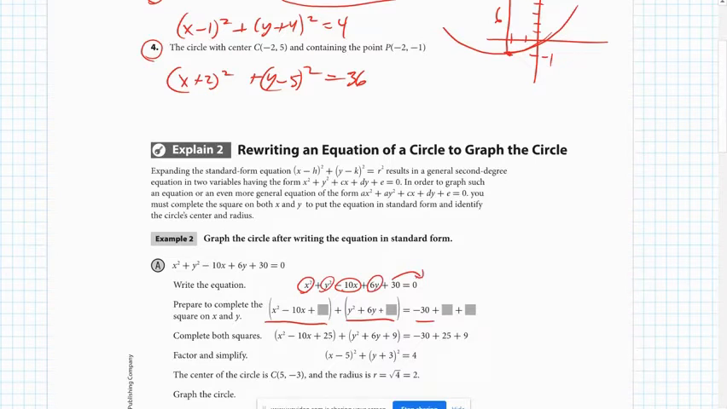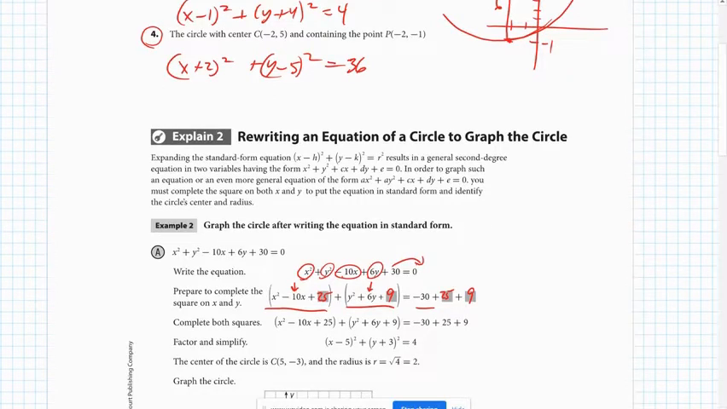Okay, so we have 2 blanks that we're going to fill in, and we complete the square the same way we did in the section for solving quadratics by completing the square. We're going to take half of this number and square it. So half of -10 is -5, squared is 25. We also have to add that to the other side. Half of 6 is 3, squared is 9, so we add 9 to both sides. And that gives us perfect squares.